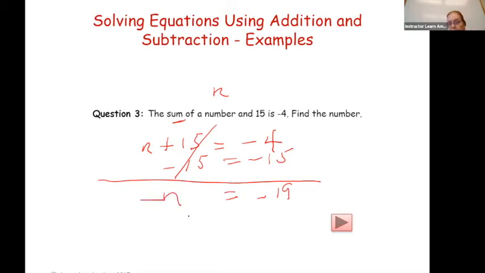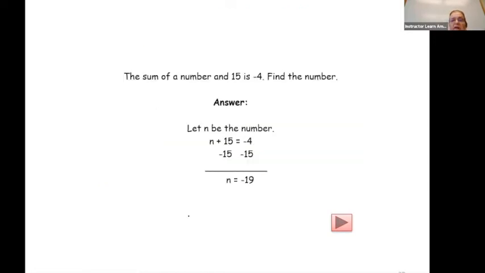If we go, yeah, sorry about that. Okay. Oh, and this time they gave us an answer key. All right, so the sum of the number and 15 is -4. n is the number, plus 15 is -4. We subtract 15 from both sides, n is -19.